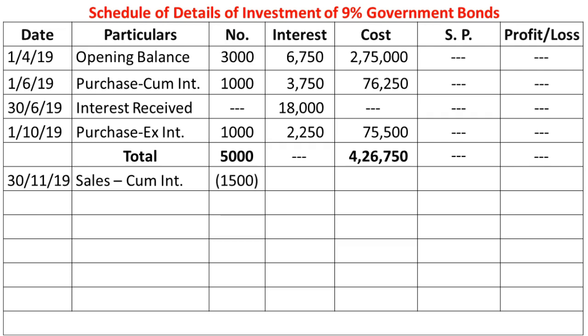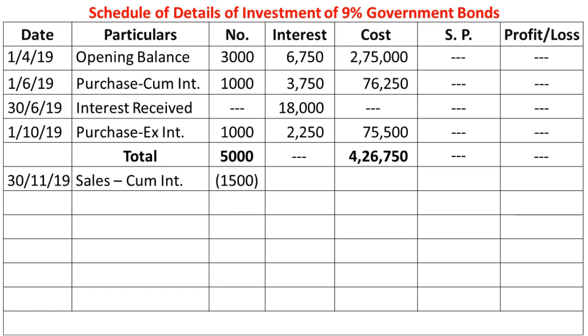1500. Here we need to calculate the amount of cost of sales. To calculate the amount of cost of sales, it's very simple. Total cost divided by total number of government bonds multiplied by number of government bonds sold. I will repeat this. Total cost divided by total number of government bonds multiplied by number of government bonds sold.